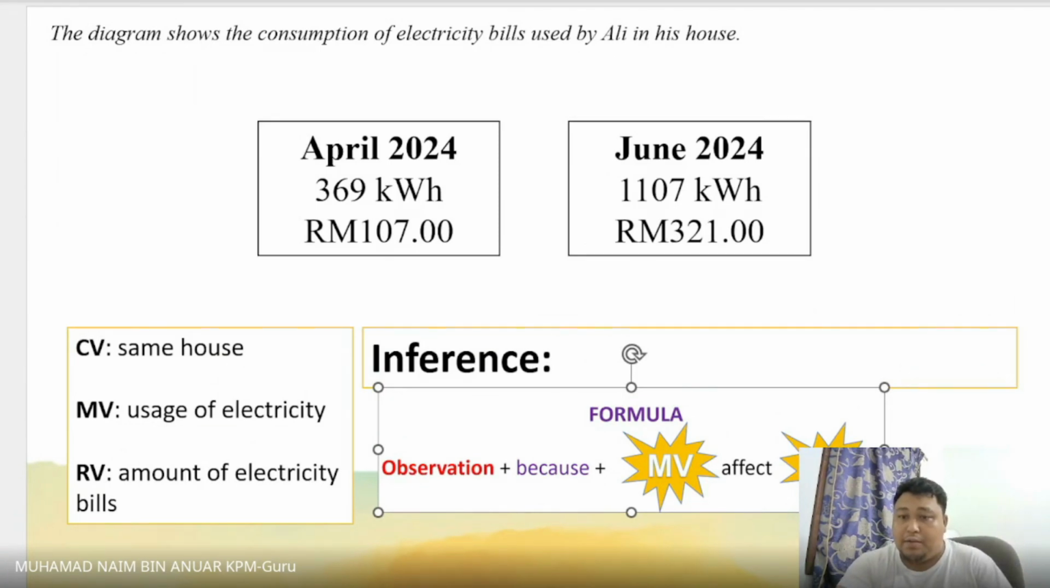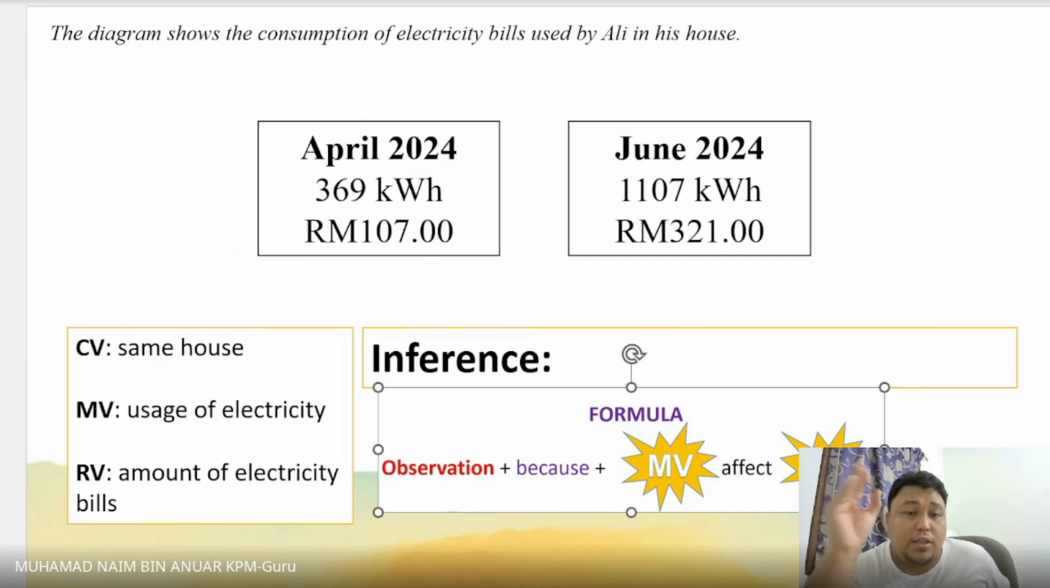Okay? Now, answer this question for me. Joanna, answer this question for me. What is the inference? You have the MV, you have the RV. Amelia, I finished that question already. Can we move on to this question for inference? What is the observation here? Yes, correct. Aidan, good answer. Electrical usage by Ali in April is more than June.